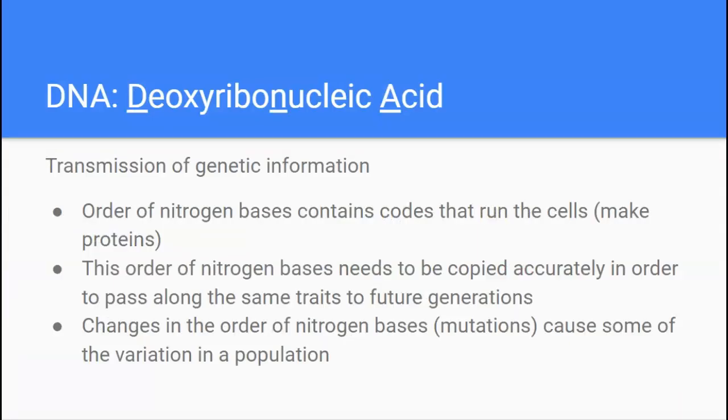So DNA transmits genetic information, and the order of the A's, T's, C's, and G's is what gives the code, and that's what makes the differences between us, okay? Different orders. And if the order gets changed, this is called a mutation. This can sometimes be good, sometimes be bad, or sometimes kind of just be nothing.